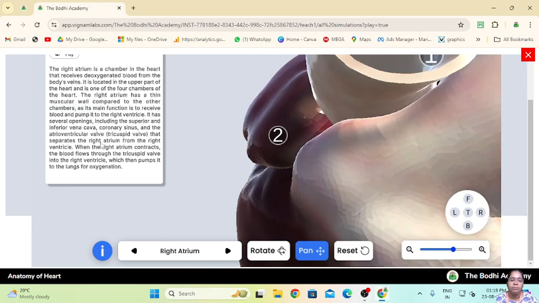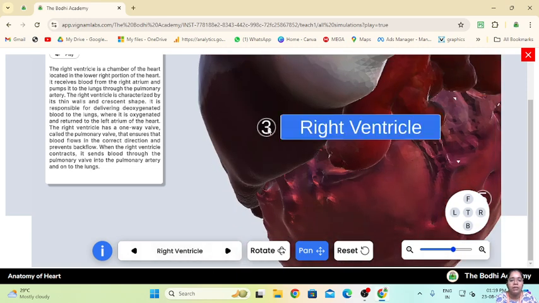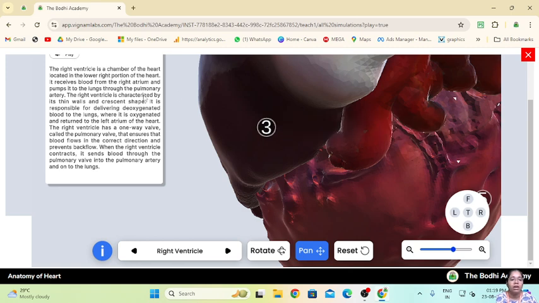Then the right atrium. The right atrium is a chamber in the heart that receives deoxygenated blood from the body's veins. So the deoxygenated blood travels into the right atrium. Then comes the next part, that is the right ventricle. The right ventricle is a chamber of the heart located in the lower right portion of the heart. It receives blood from the right atrium and pumps it into the lungs through the pulmonary arteries. The right ventricle is characterized by a thin wall and a crescent shape.